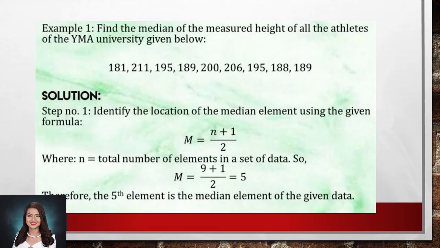So our step 1 is we're going to identify the location of the median element using the given formula. So median is equal to n plus 1 divided by 2, where n is the total number of elements in a set of data. In this problem, our median is equal to 9 plus 1 divided by 2, and we get 5. Therefore, the fifth element is the median element of the given data.